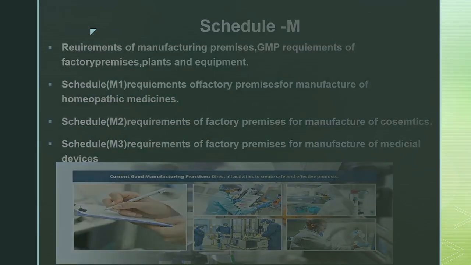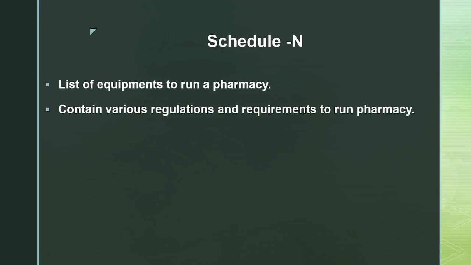And next, what is Schedule N? Schedule N mostly deals with the list of equipment for running a pharmacy store, drug store, or chemist shop, etc. How many equipment items are needed to run an efficient medical store or pharmacy? It also contains various regulations and requirements to run the pharmacy. So this is about Schedule N, which mostly deals with the equipment.